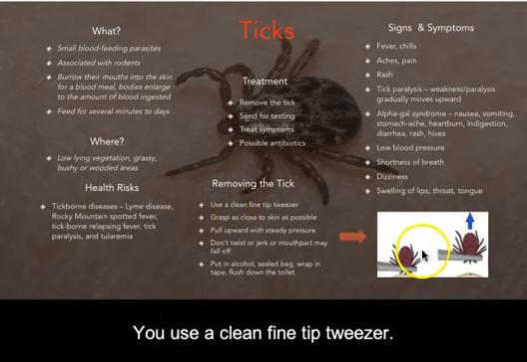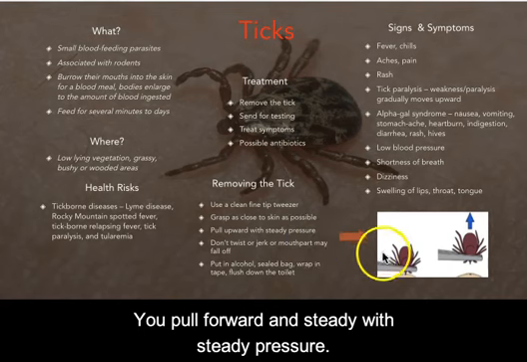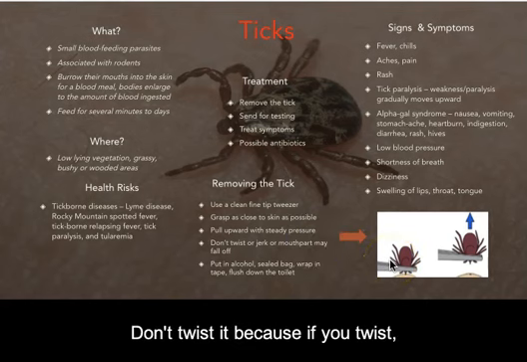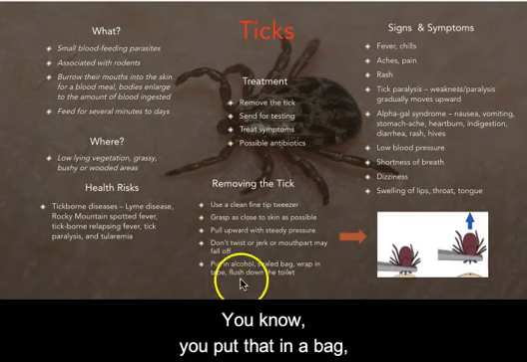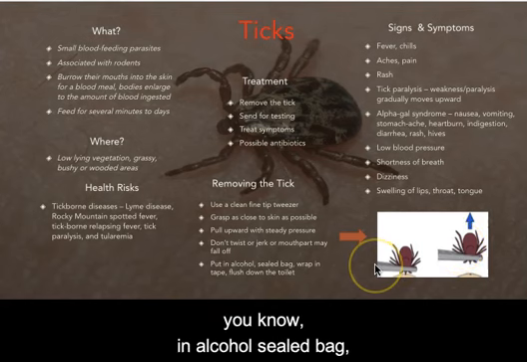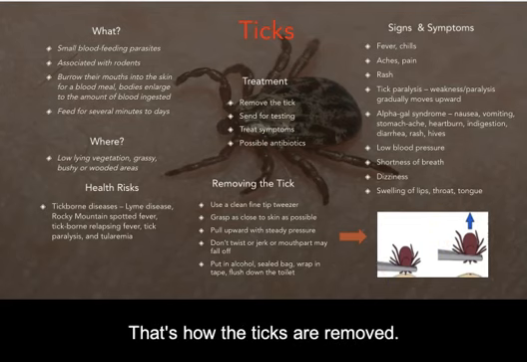You use a clean, fine tipped tweezer, grab as close to the skin as possible. You pull forward with steady pressure. Don't twist it, because if you twist it, then the mouth part may fall off. You put that in an alcohol sealed bag, wrap in tape, and flush it down the toilet. That's how the ticks are removed.